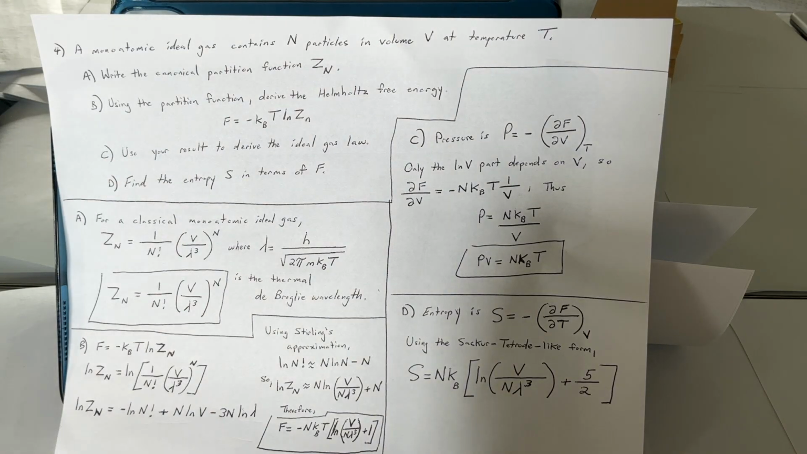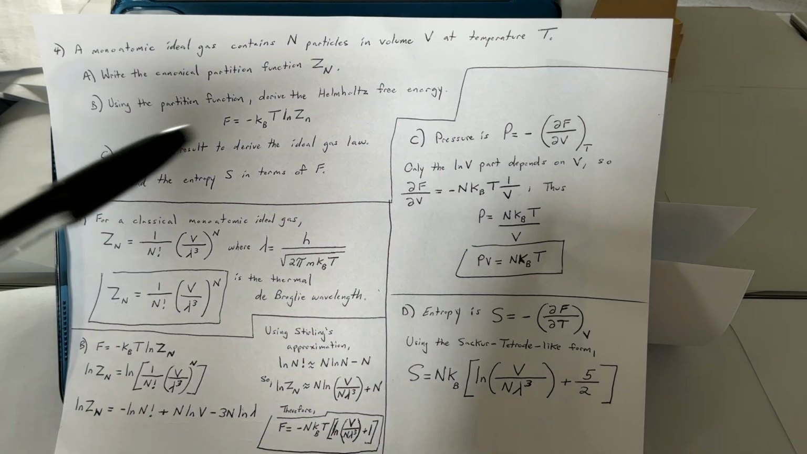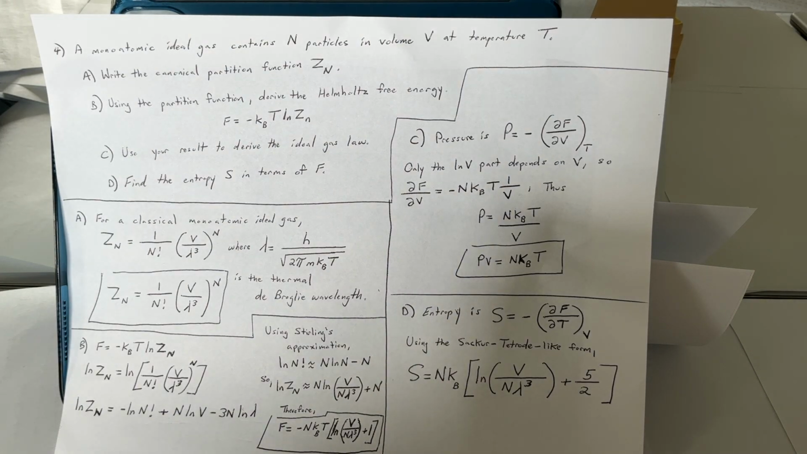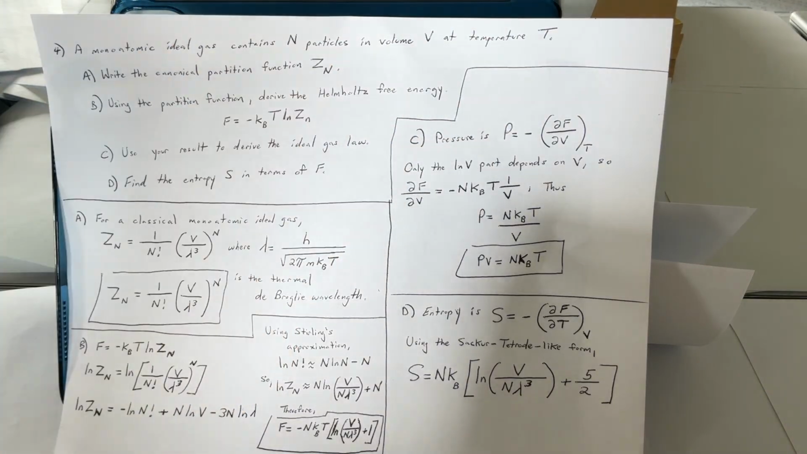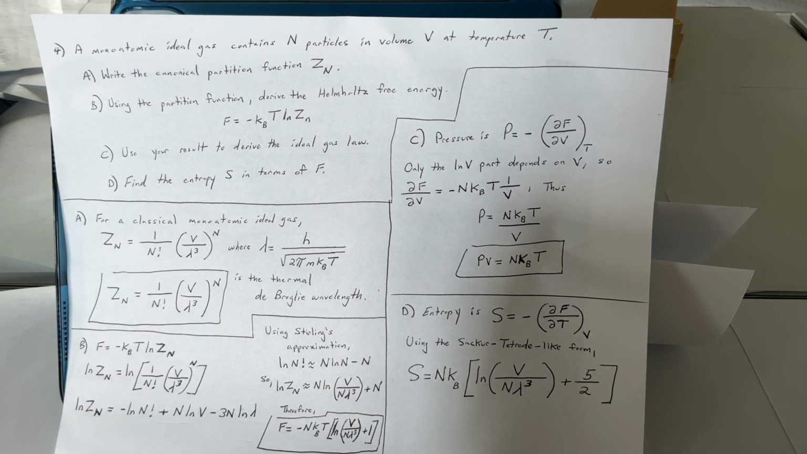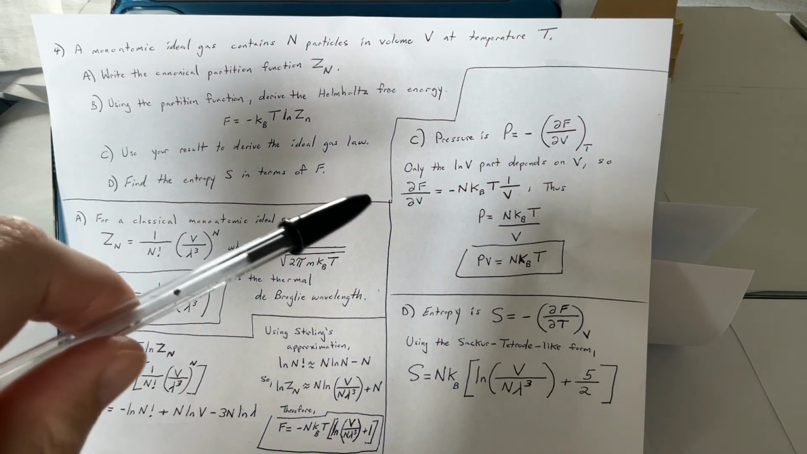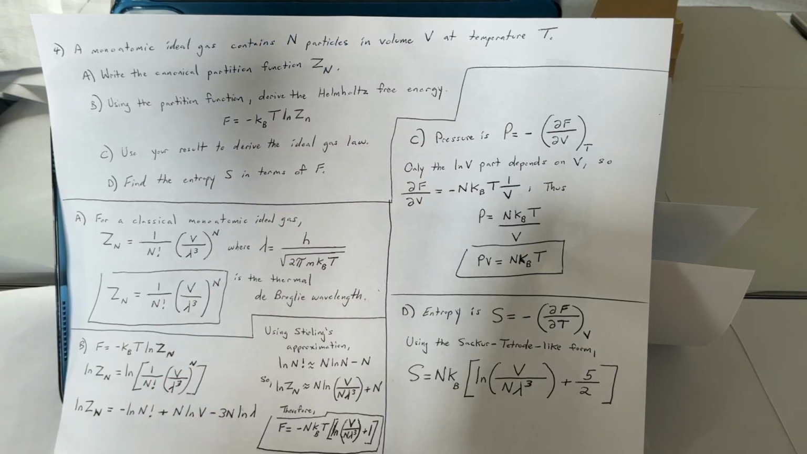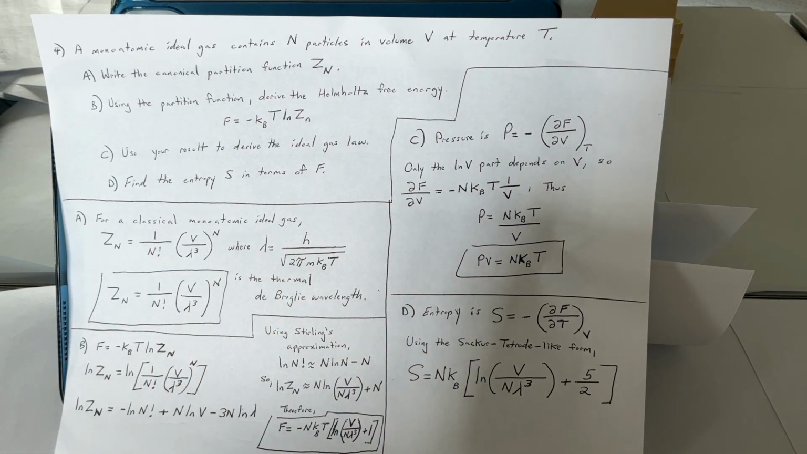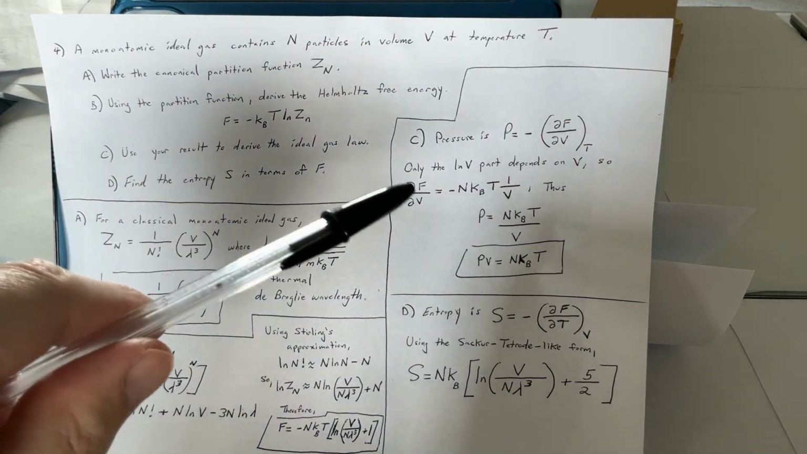Letter C, use your result to derive the ideal gas law. So in this situation for letter C, the pressure is P equals negative partial dF/dV. Only the natural log v part depends on V. So we have partial dF/dV equals negative n k sub B T times 1 over V. Okay, that's when we take that derivative.